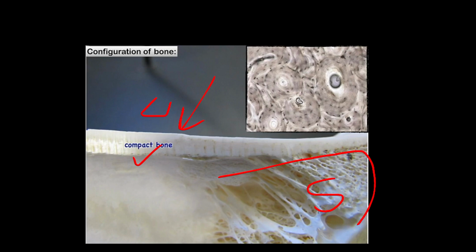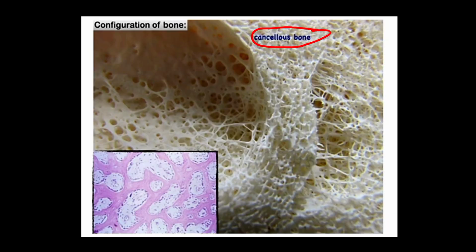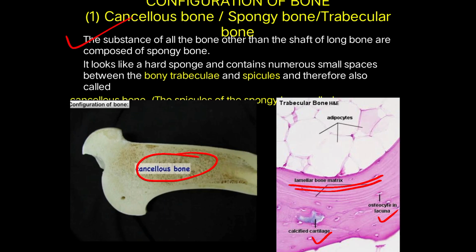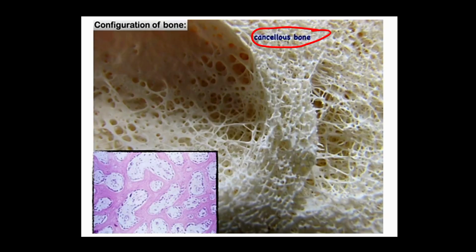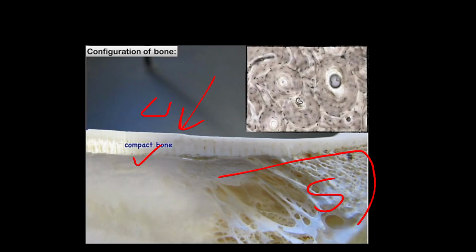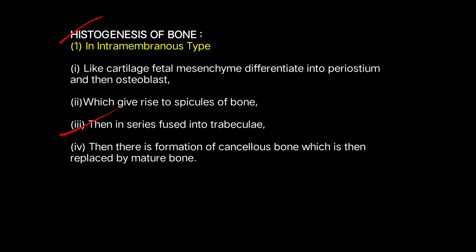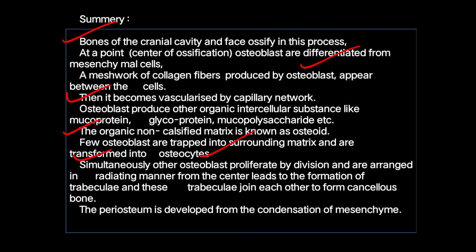So what is cancellous bone? Now we can see with the help of our structure, that cancellous or spongy bone or trabecular bone is the same thing. So in this way the cancellous or spongy bone or trabecular bone is forming.